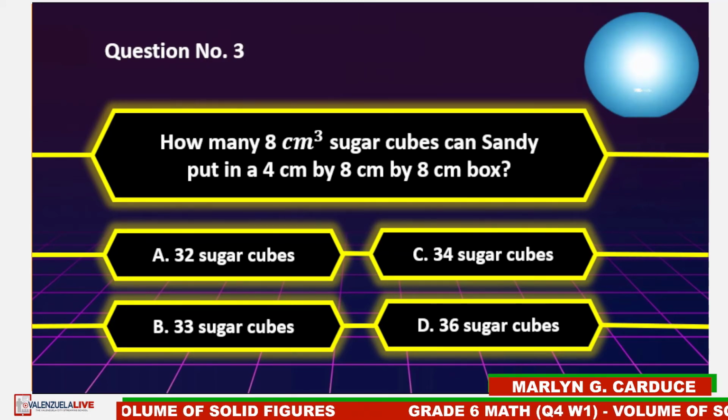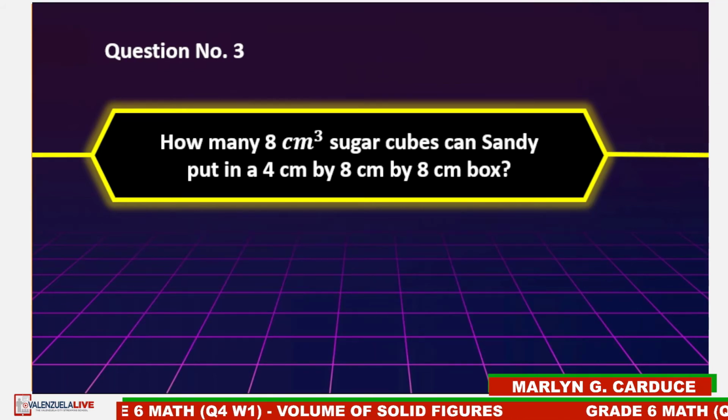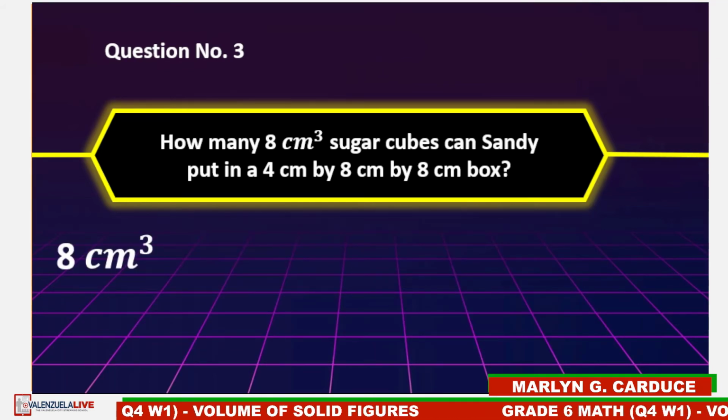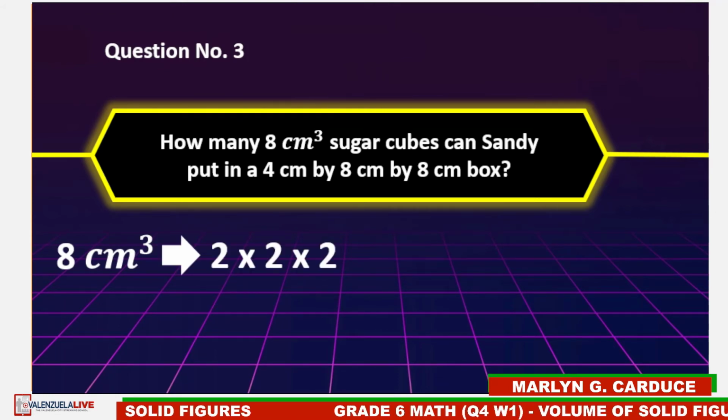Okay, time's up. For question number 3, the correct answer is letter A, 32 sugar cubes. So 8 cubic centimeters is a sugar cube, meaning the dimension for this is 2 by 2 by 2. So it is a cube with a length of 2 centimeters, a width of 2 centimeters, and a height of 2 centimeters.